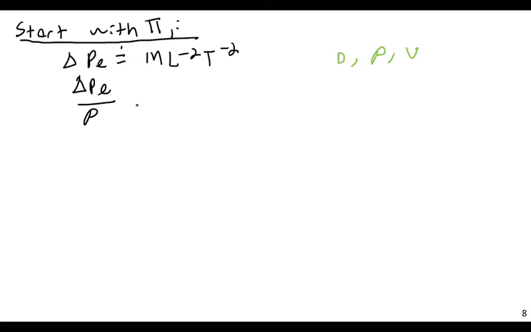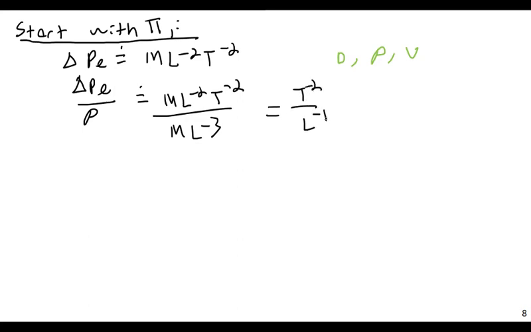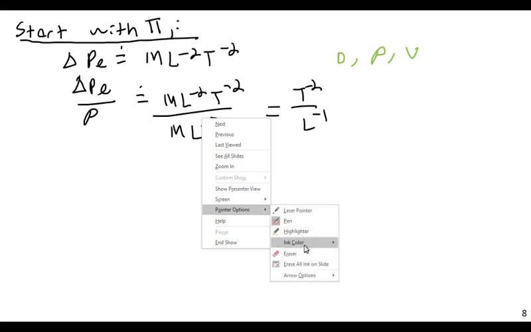Then delta PL over rho would have dimensions of m L to the negative 2, t to the negative 2, divided by m L to the negative 3, and that would come to t to the negative 2 over L to the negative 1. So we've simplified a bit. We've made some progress. What if I then multiplied by d? Maybe if I multiplied by d, I could get rid of some length here. Let me verify this really quickly.